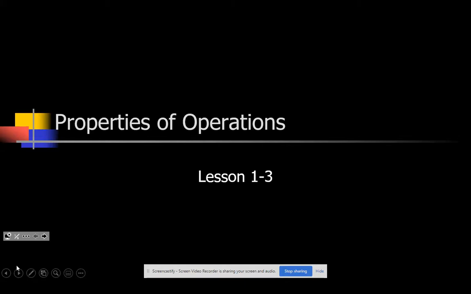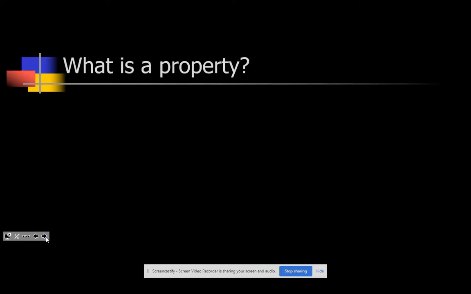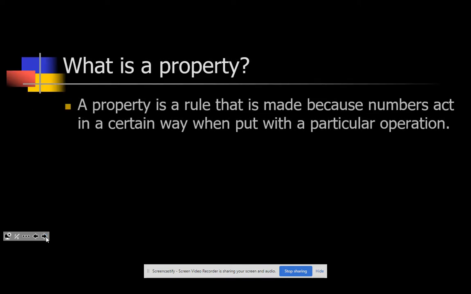This is lesson 1-3, properties of operations. So first, a property is a rule that can be made because numbers act in a certain way when we put them with a particular operation. Just a reminder to you of what the four operations are: addition, subtraction, multiplication, and division. We call those arithmetic operations.